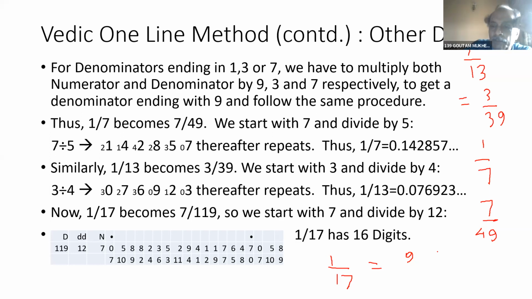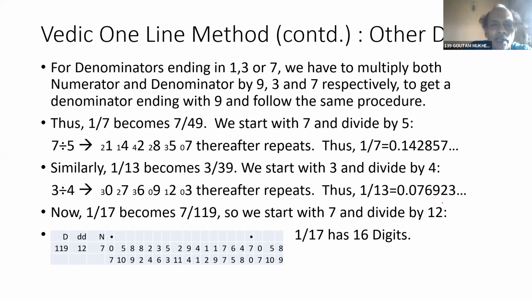No, sorry. 7 by 119. Okay. So in case of anything ending in 7, you have to multiply by 7. Anything ending in 3, you have to multiply by 3. Anything ending in 1, multiply by 9. So this way I erase.